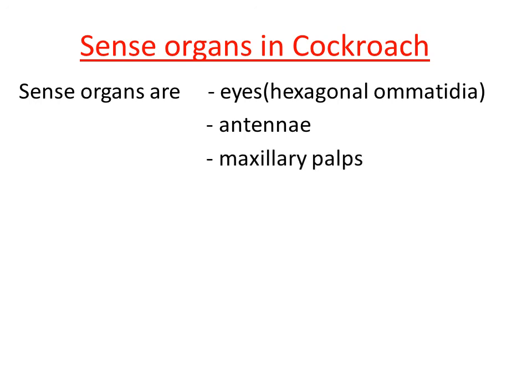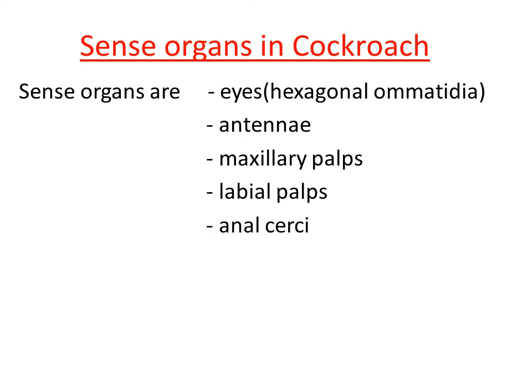A few more sense organs are the maxillary palps and labial palps. The palps are sense organs located in the region of the mouth. The maxillary palps as well as the labial palps are used to test the quality of food. So it aids the sensory function in eating. So this is the function of the maxillary and labial palps.